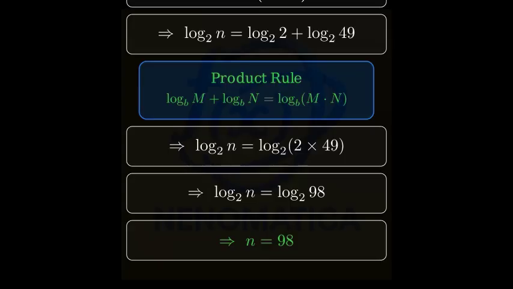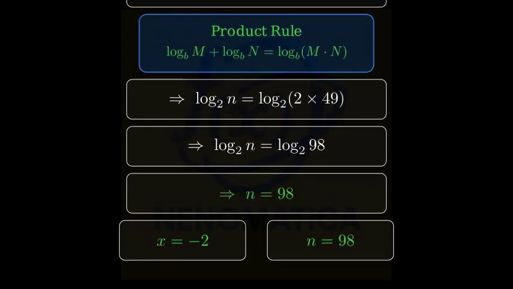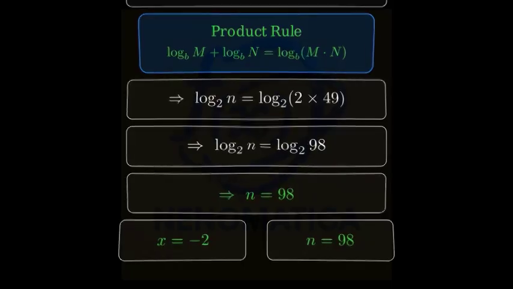Equate arguments to solve for n. Final results. For problem 1, x equals -2. For problem 2, n equals 98. Example. Solve the equation. Log base of 4n minus 2 log base of x equals log base of x.